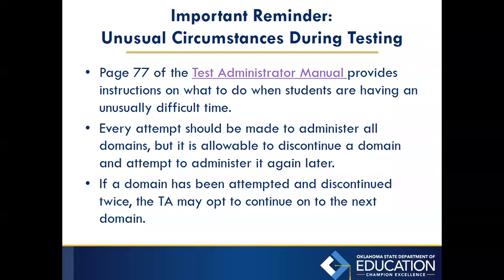Every attempt should be made to administer all domains, but it is allowable to discontinue a domain and attempt to administer it again at a later time. But a domain has to be attempted at least twice before it can be discontinued. So if you have tried everything possible and attempted to give the test twice, and the student is just refusing to take it, or there are just different circumstances, then the TA may opt to continue on to the next domain.